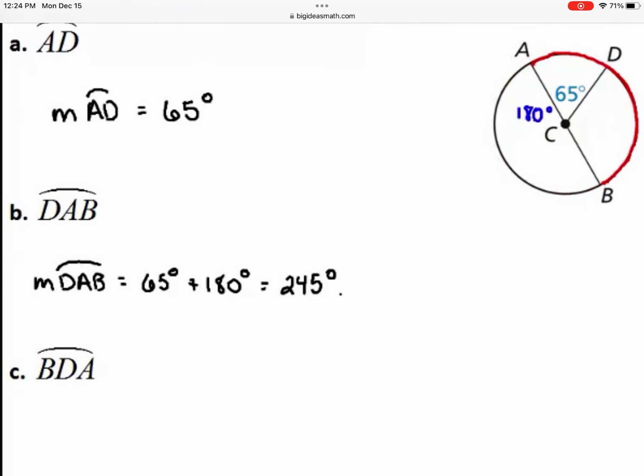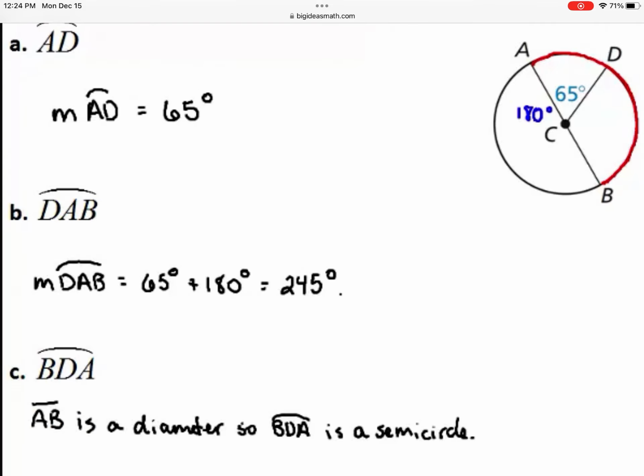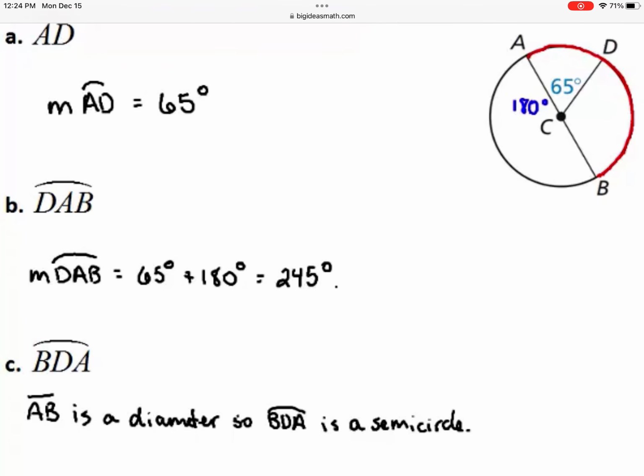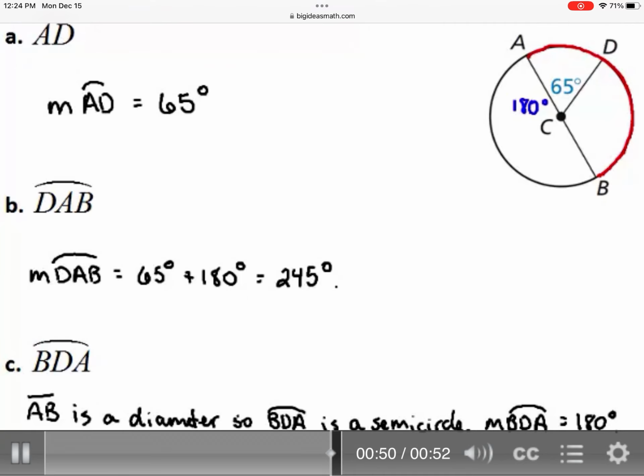Part C. Arc BDA. So line segment AB is a diameter, so arc BDA is a semicircle. So the measure of arc BDA equals 180 degrees.